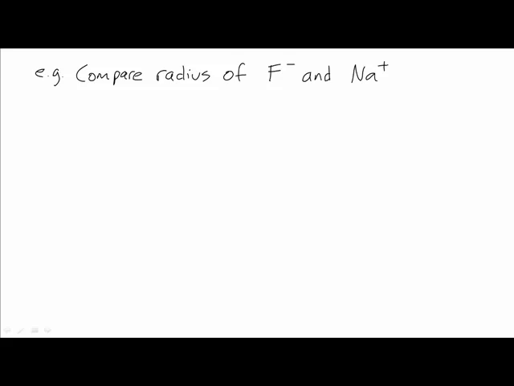If you just want to memorize the trend and you say, all right, F is further up and to the right, so it's going to be smaller than sodium, you'd be wrong. How do I know that you're wrong? How do I know that F minus is actually bigger than Na plus? Nick?